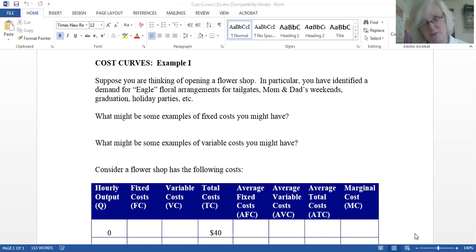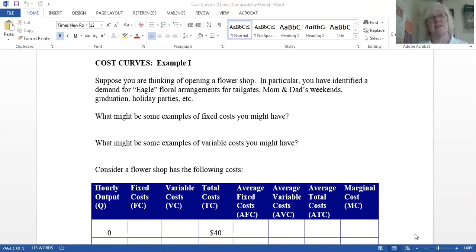But the definition of a fixed cost is a cost that does not change with the level of output, does not depend on Q. A fixed cost is a cost that you're going to incur regardless of whether you produce 0 units, make 1 unit, or produce 1,000 units. That total fixed cost is not going to change. So examples of fixed costs, in this case, let me relate it to a flower shop.